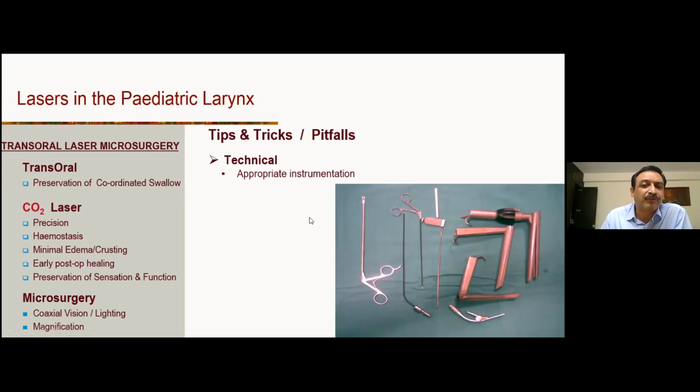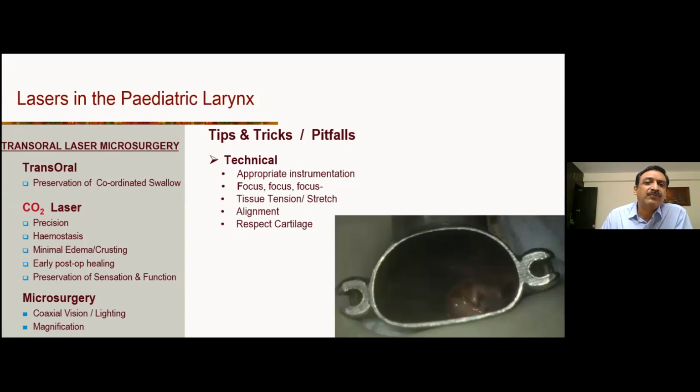Most commonly, of course, the branch of the superior laryngeal in the paraglottic space. So appropriate instrumentation. More than that, if there are any tips, then certainly something you have to be very careful about, that you should have a focused laser beam and don't quite work on anything which is not quite focused. It is the precision and the sharpness of your instrument which will finally determine what kind of tissue interaction there is going to be between the laser and the tissues.